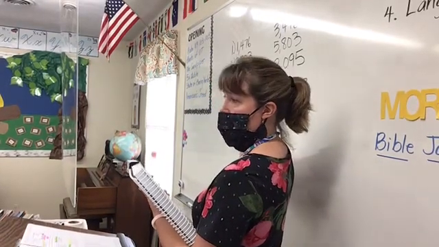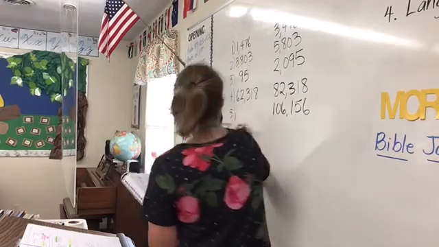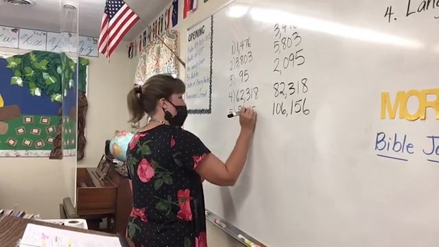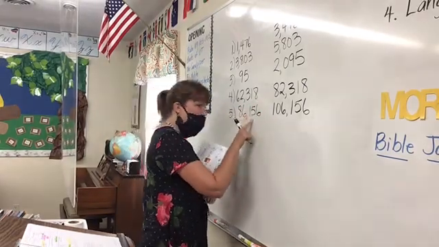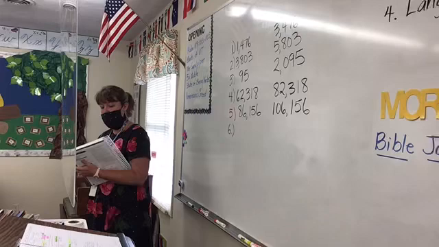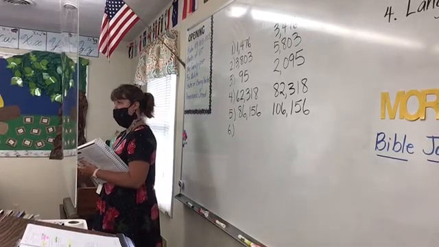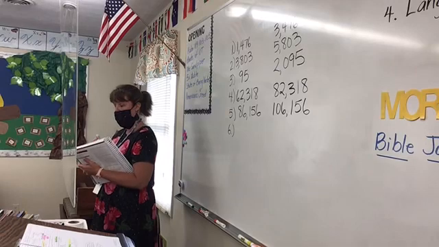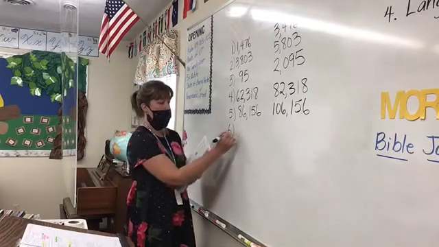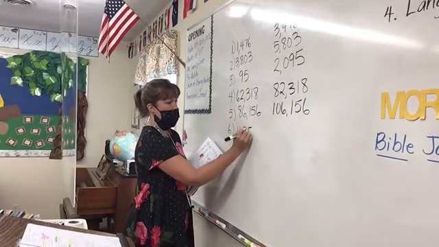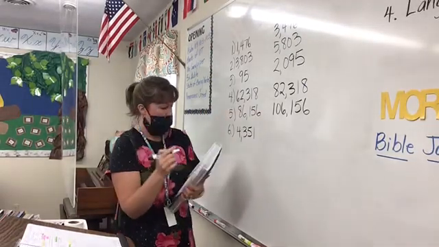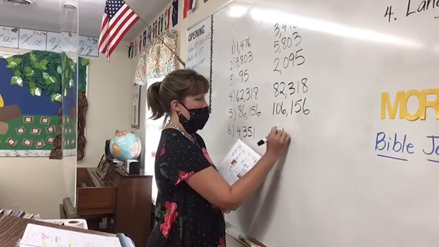And then what's 10,000 less? 10,000 less is 86,156, good. All right, and then number 6, we've got 14,351. Autumn. What's 10,000 less? 4,351. Mm-hmm. And what's 10,000 more? 24,351. Right.